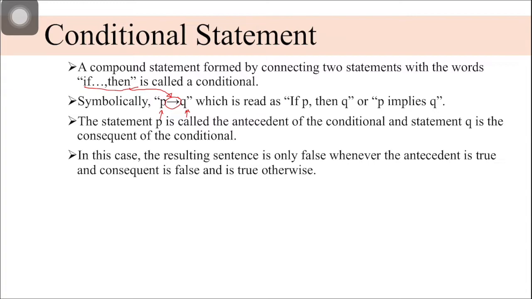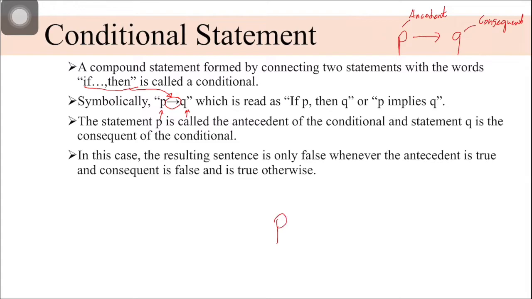So the statement P is called the antecedent. If you have two statements connected by the words if, then, or implies, your P is the antecedent and your Q is the consequent. So the statement P is called the antecedent of the conditional and statement Q is the consequent of the conditional. In this case, the resulting sentence is only false.